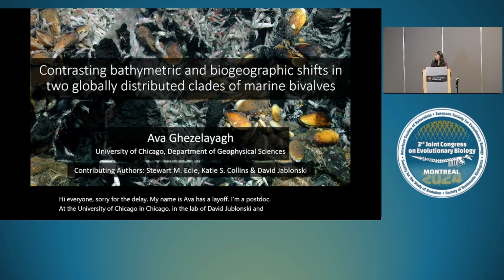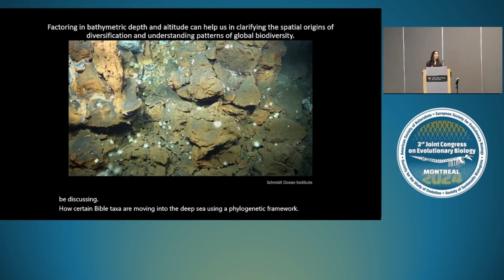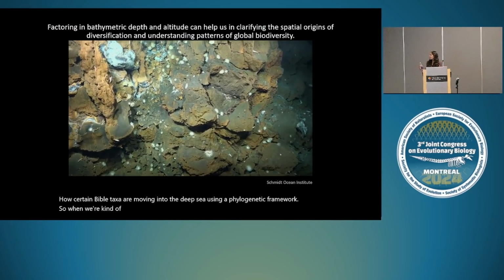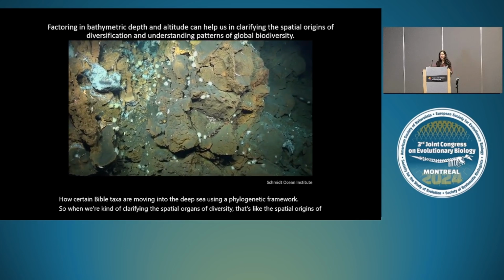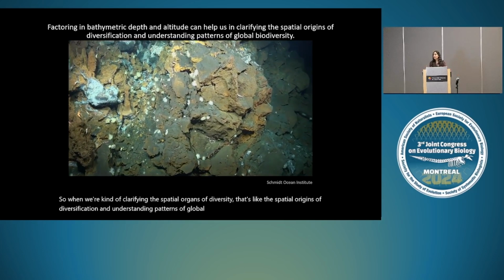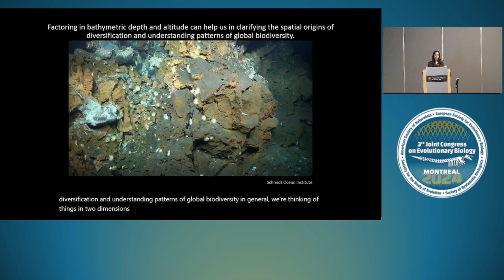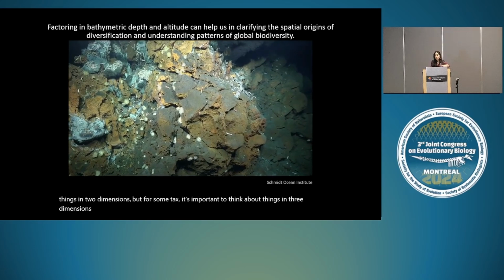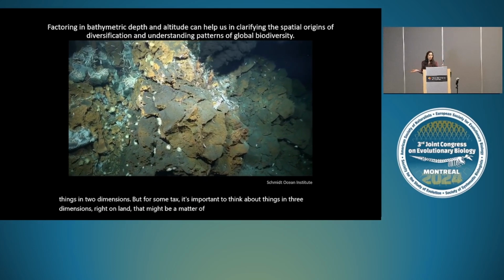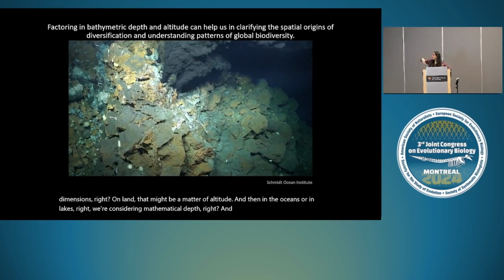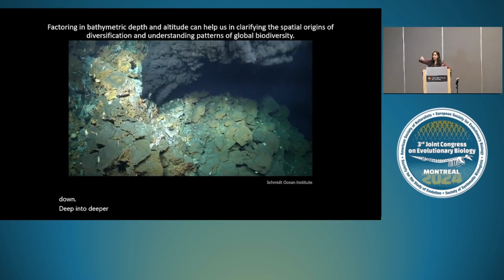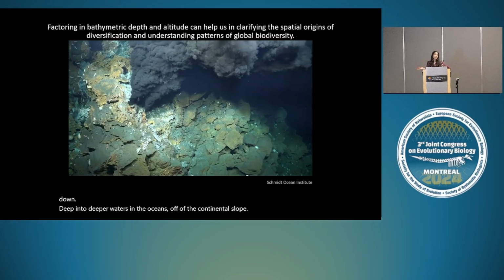And today I'm going to be discussing how certain bivalve taxa are moving into the deep sea using a phylogenetic framework. So when we're clarifying the spatial origins of diversification and understanding patterns of global biodiversity, in general, we're thinking of things in 2 dimensions, but for some taxa, it's important to think about things in 3 dimensions, right? On land, that might be a matter of altitude, and then in the oceans or in lakes, we're considering bathymetric depth. And as you're moving down into deeper waters in the oceans off of the continental slope, the ecology changes dramatically.